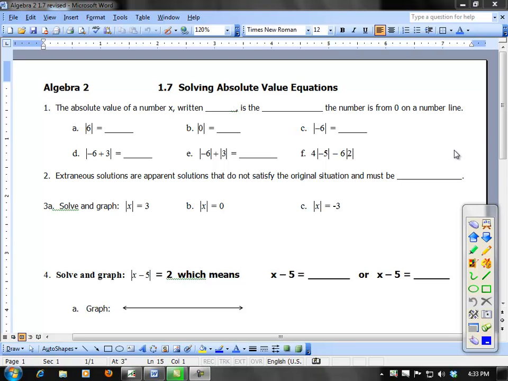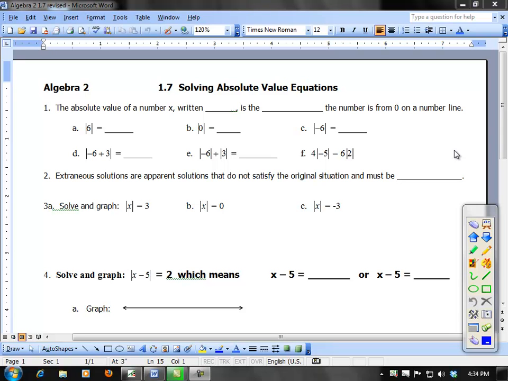Section 1-7. We're going to be solving absolute value equations. This is the last section for the chapter, so first and foremost, enjoy that. Second part of it, we shortened it, so happy end of chapter 1 to you guys.